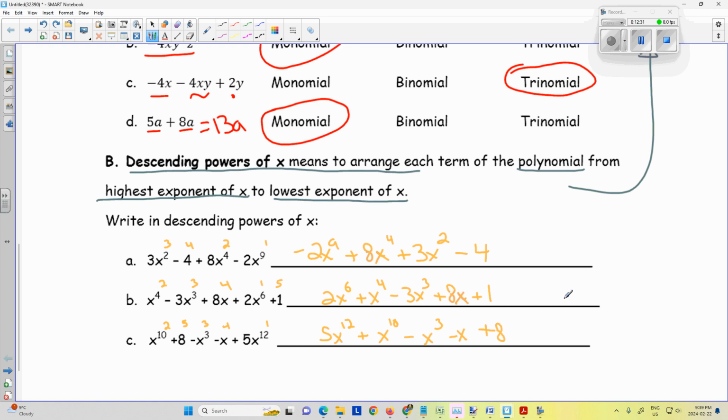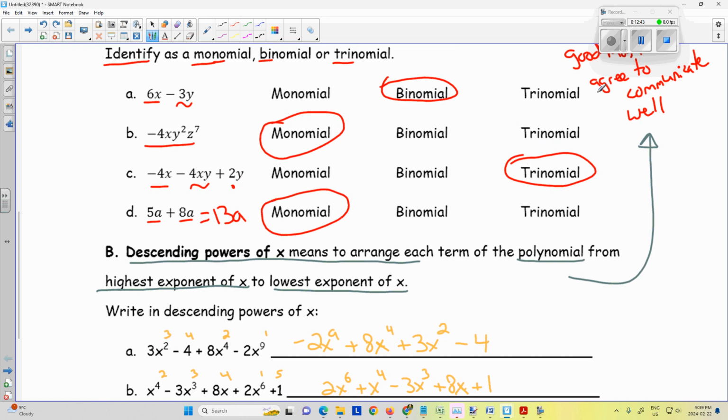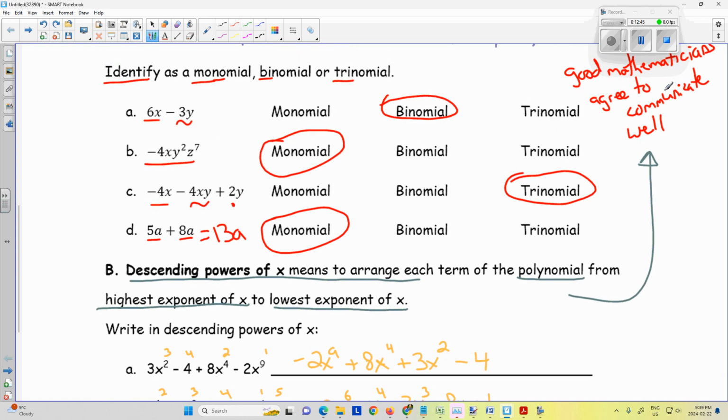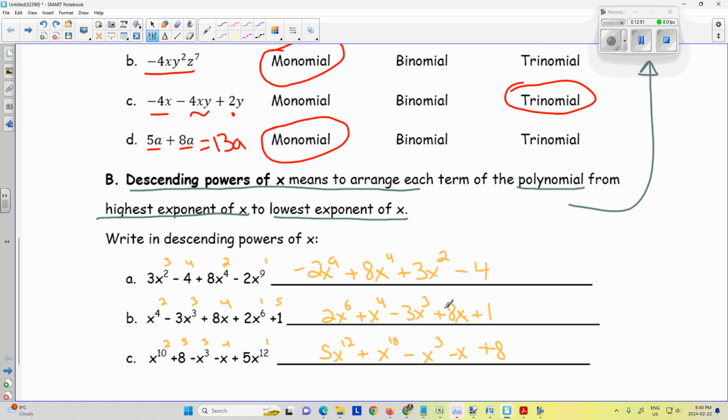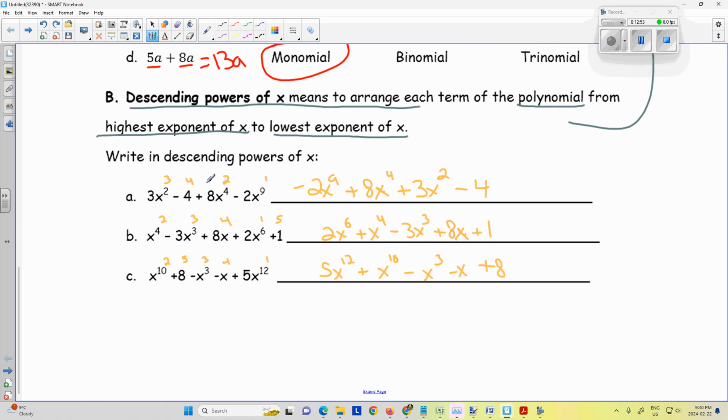Later on this next sheet, we're going to have a question where we actually also have to do it not just in order of exponent, but also alphabetical. I'll explain that when we get to that question. But again, this is what good mathematicians agree to do. We agree to communicate well. We're going to identify the terms that we have, and we're going to list them in descending order.